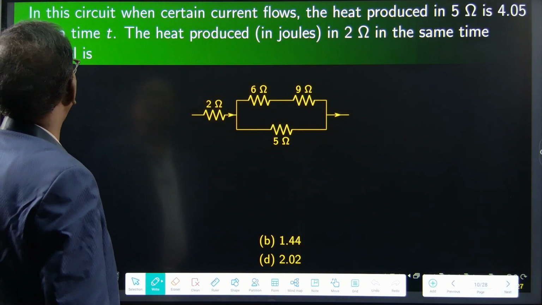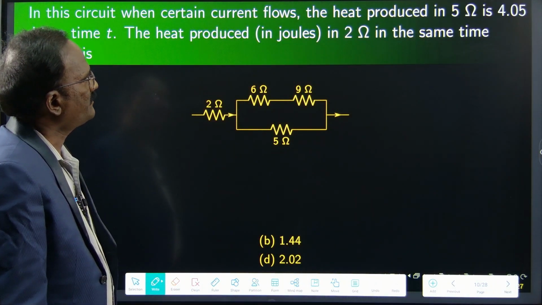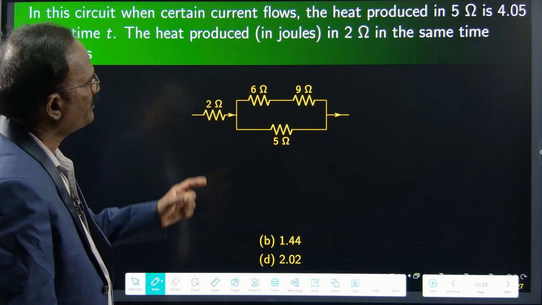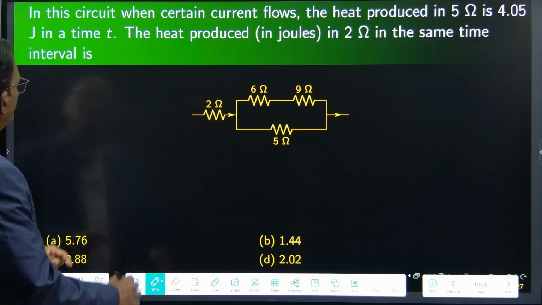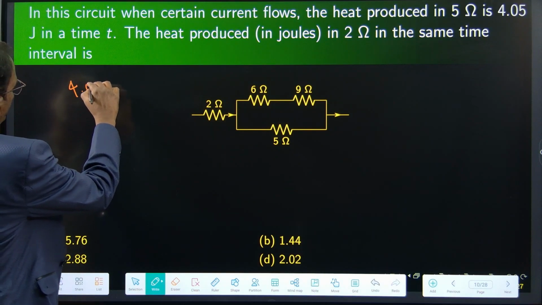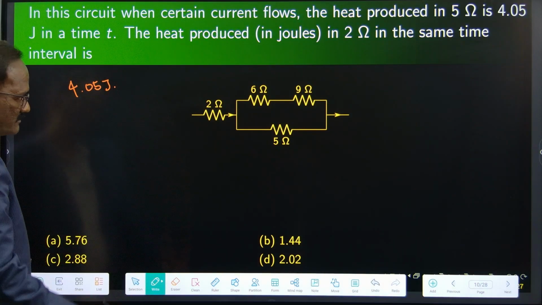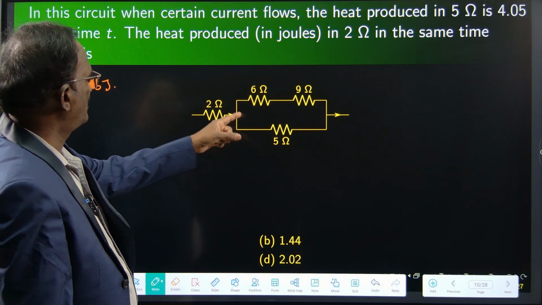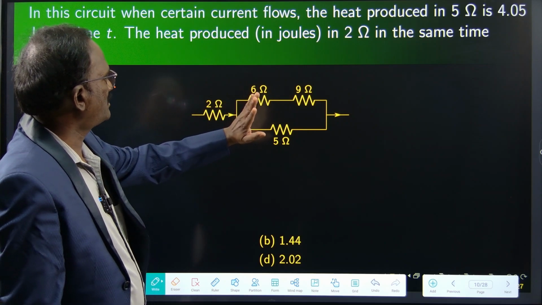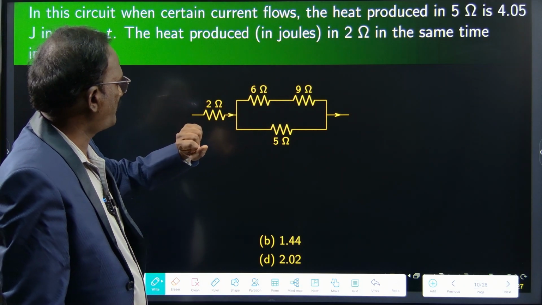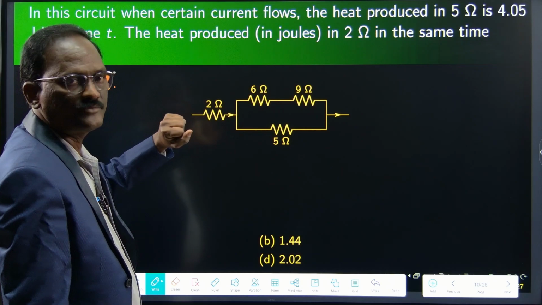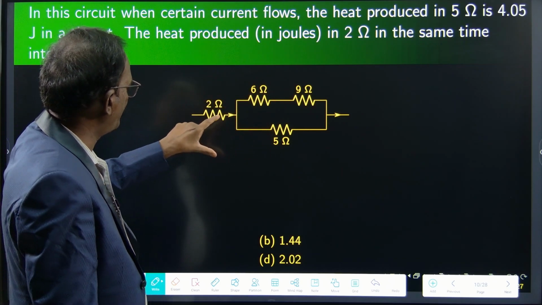In this circuit, when certain current flows, the heat produced in 5 ohms is 4.05 joules. 5 ohm resistance. So 6 ohms and 9 ohms are in series. The series is parallel with 5 ohms. Again the 2 ohms comes in series for the entire combination.